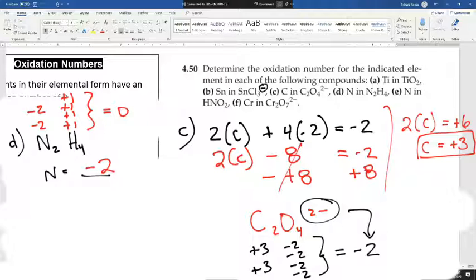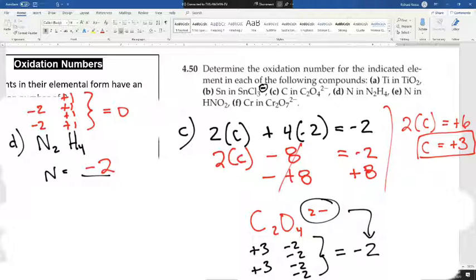All right, next one's good because it's got actually 3 elements to it. So give the next one a try. Let's try to find nitrogen in what's called nitrous acid. It's a weak acid, HNO2.